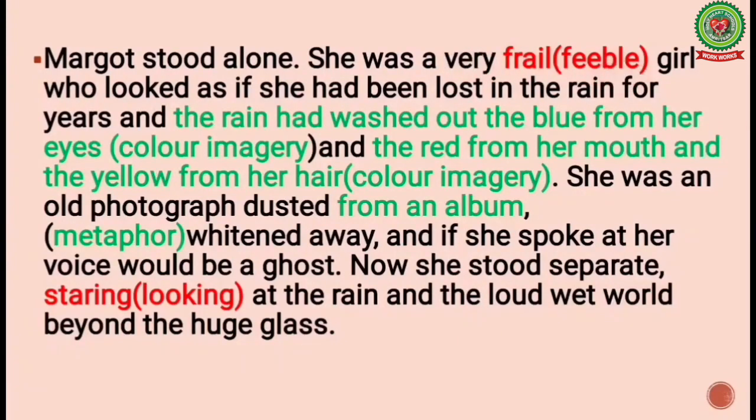Frail, feeble. Staring, looking. Now, students, let's understand these lines. Margot was different from all. She was standing there patiently when children were looking out. She was a delicate girl. She was tired of the constant rain. The rain had caused an ill effect on her body and mind. So that is why she had lost blue from her eyes, red from her mouth, and yellow from her hair. All the sweetness that a 9 years old child can have had vanished from Margot's life.